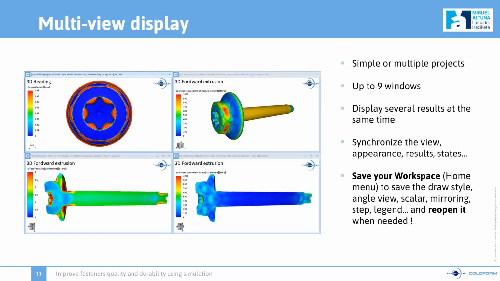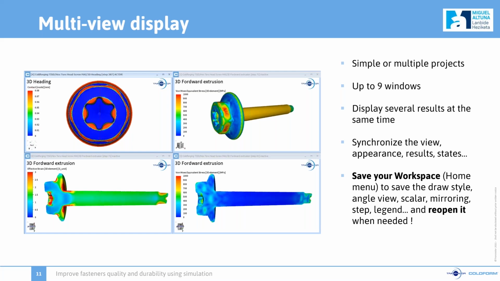Results can be displayed in several windows for more efficiency. Here, for example, we divide the graphical view into 4 windows. And it is possible to divide the graphical view up to 9 windows. It is very useful to use these windows for comparison between project results. It is possible then to display several results at the same time. As well, it is possible to synchronize the view, the appearance, the results, and the states.